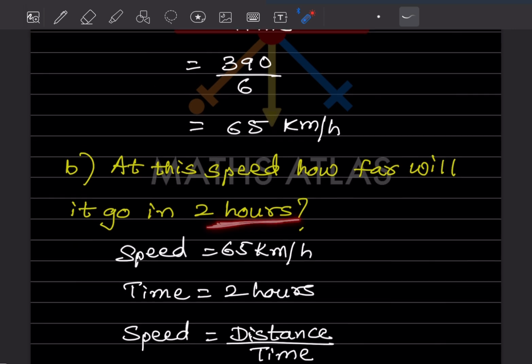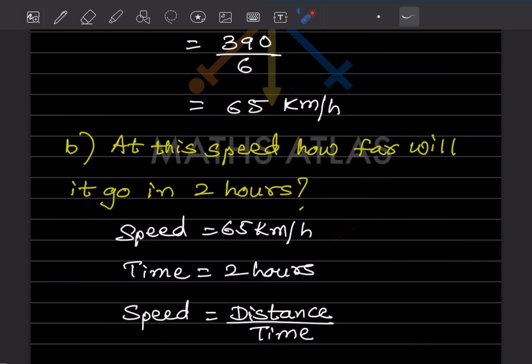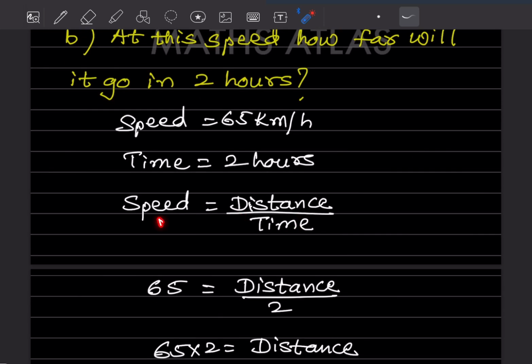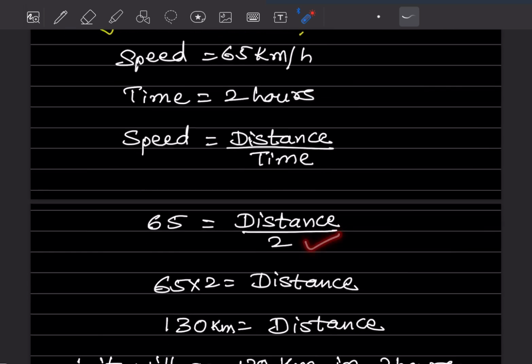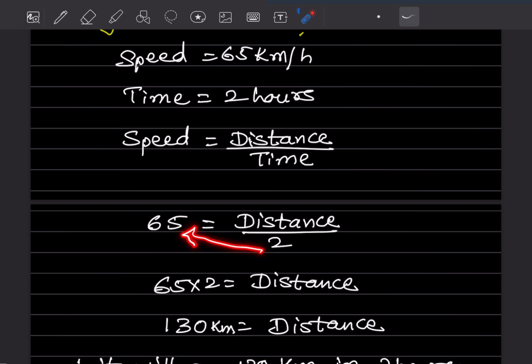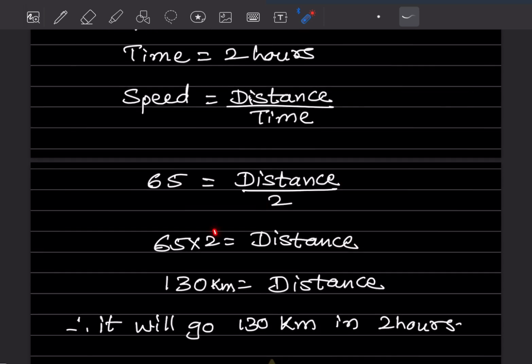Now at this speed, how far will we go in 2 hours? Means the time is given. Speed here, the same. Time is given as 2 hours. So speed is equal to distance by time. Again, in place of speed, we can write here 65. The distance we don't know. Here the time is given, 2 hours, so here you will write 2. So now what will you do? You bring this to this side. So that will be multiplied, and the distance as it is will be the same. So you multiply, you get 130 kilometer and that is the distance. So it will go 130 kilometer in 2 hours.